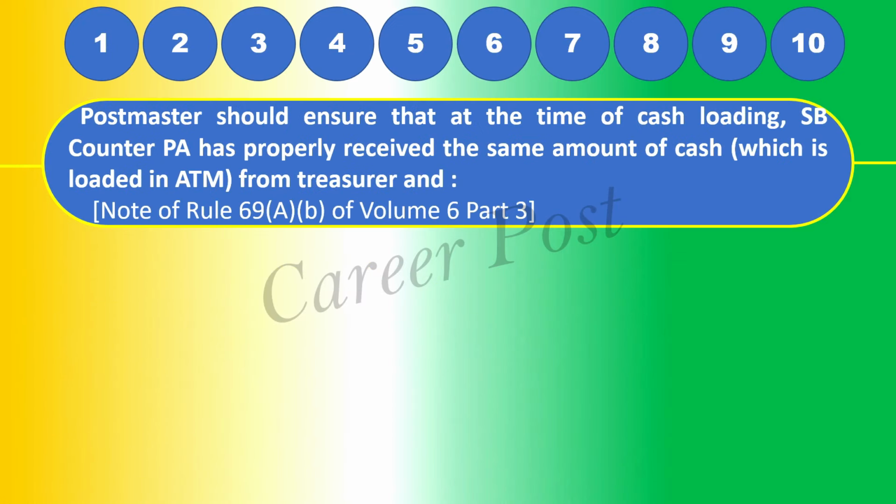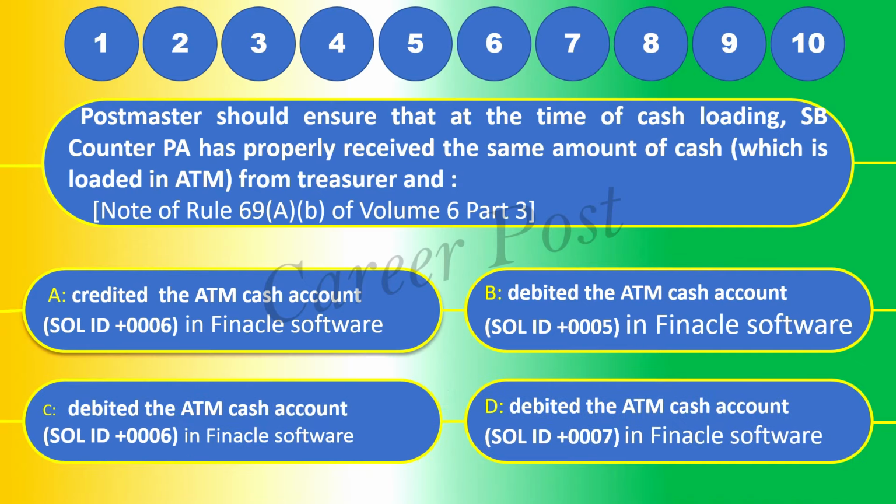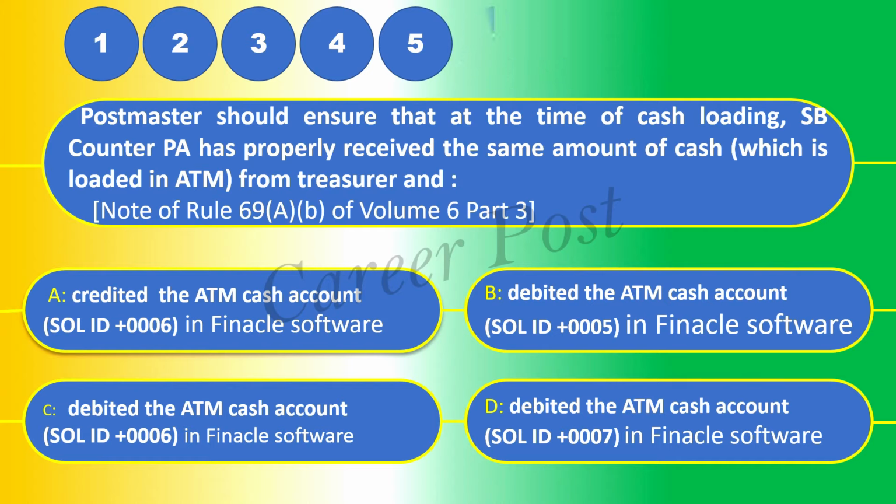Postmaster should ensure that at the time of cash loading, SB counter PA has properly received the same amount of cash which is loaded in the ATM from the treasurer and A. credited the ATM cash account sole ID plus 0006 in Finacle software. B. Debited the amount cash ATM cash account in sole ID plus 0005 in Finacle software. C. Debited the ATM cash account sole ID 0006 in Finacle software. D. Debited the amount ATM cash account sole ID 007 in Finacle software. Your time starts now. It is a note of rule 69AB of volume 6 part 3.